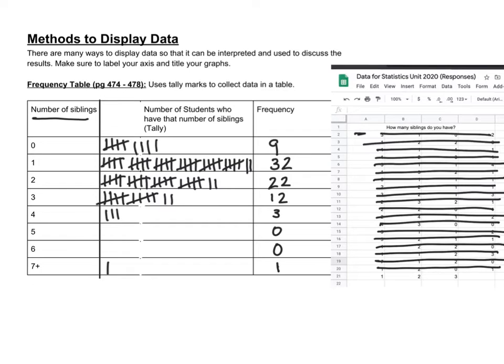We can say that the most number of students have only 1 sibling. We can say that the majority have 1 or 2 siblings. So this just helps us to see what is the most frequent number of siblings in the 6th grade.